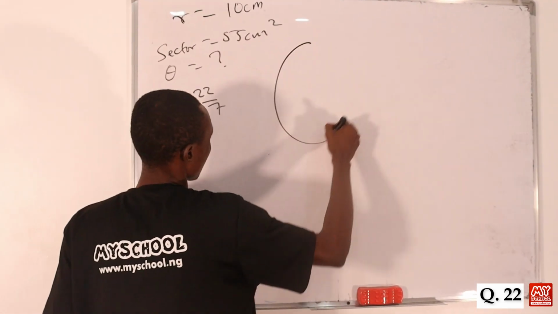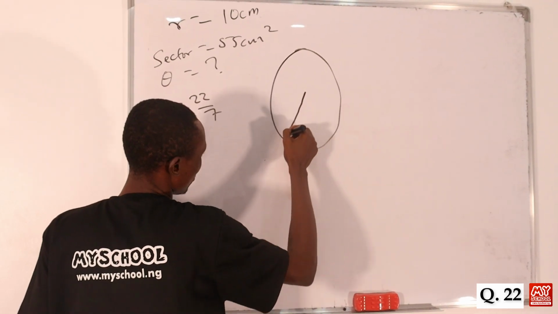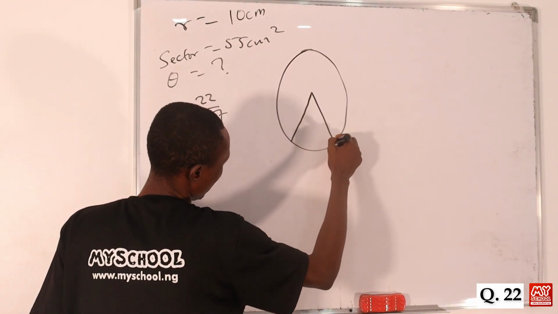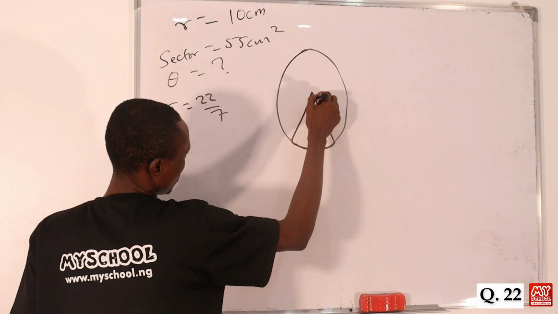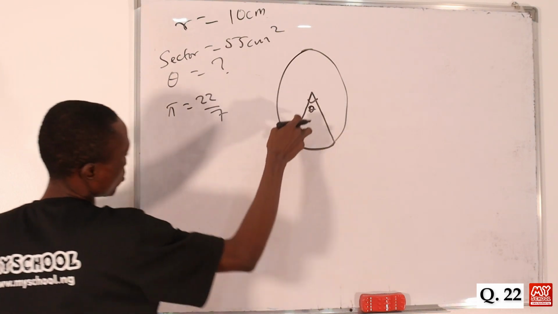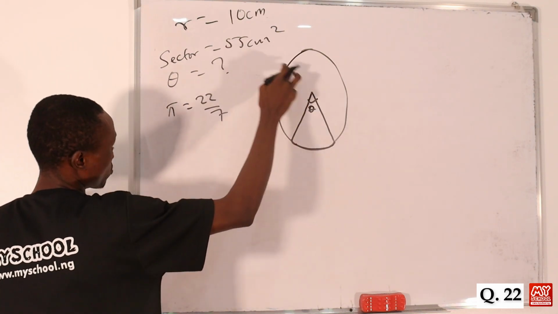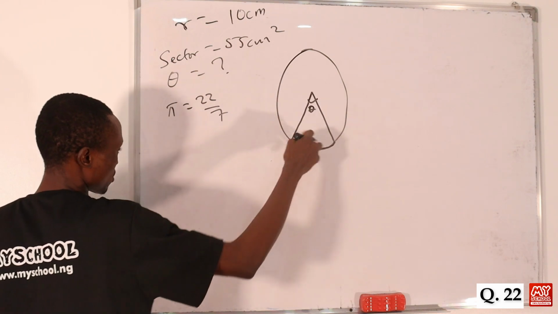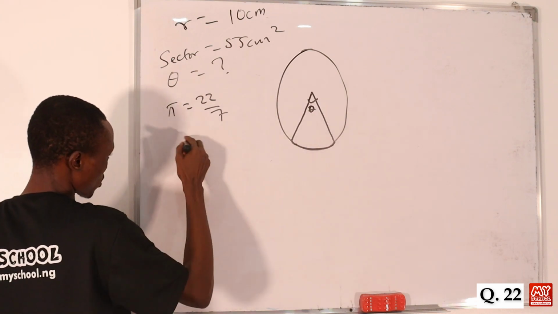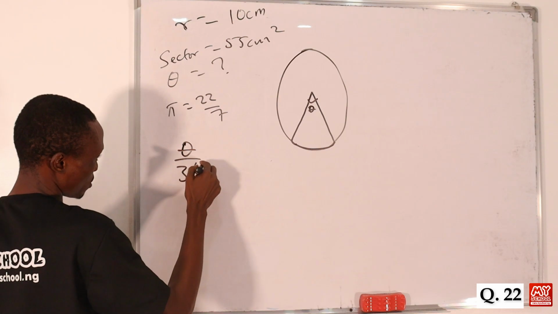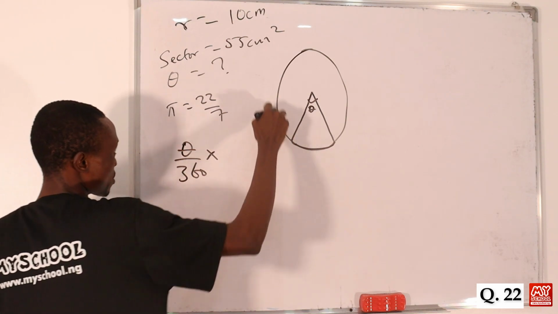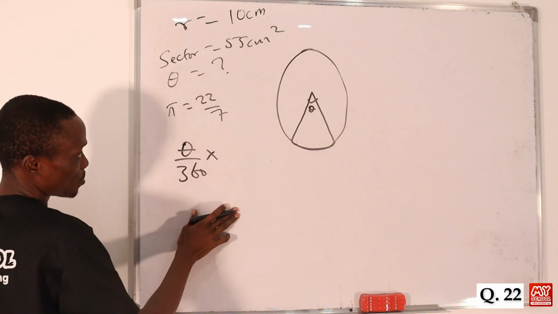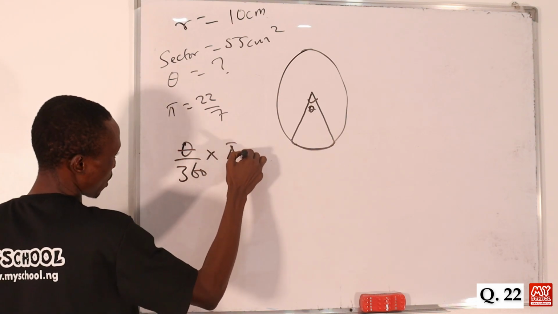So this is a circle, and your sector is just like a little slice from inside. This has an angle. For us to calculate the area of this sector, the formula is a fraction of the circle given by this small angle, which is θ/360, times the area of a circle, which is pi r squared.